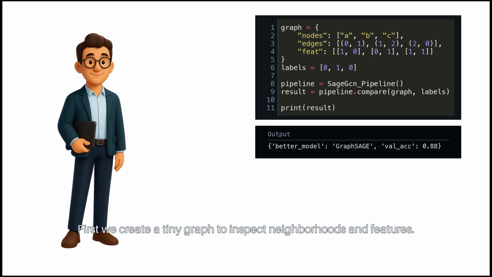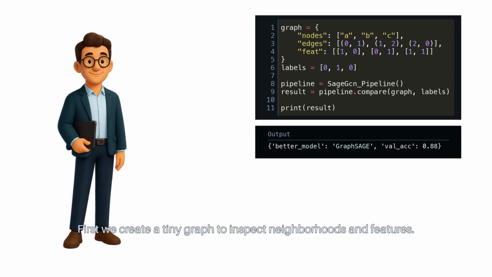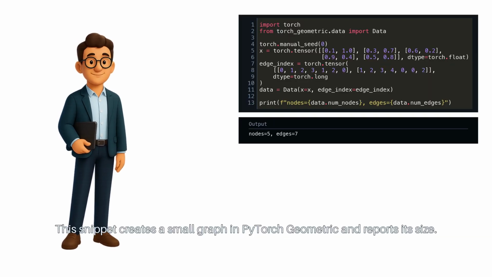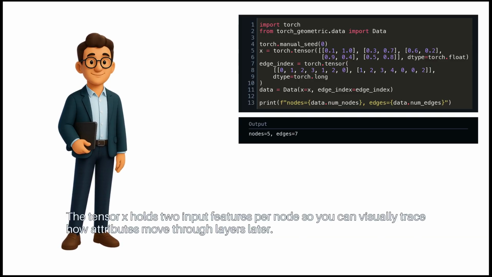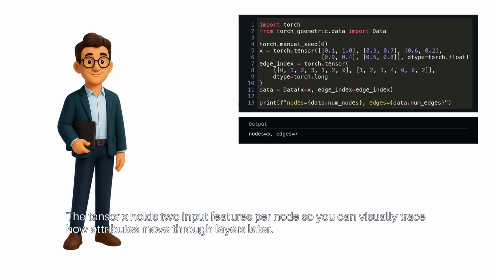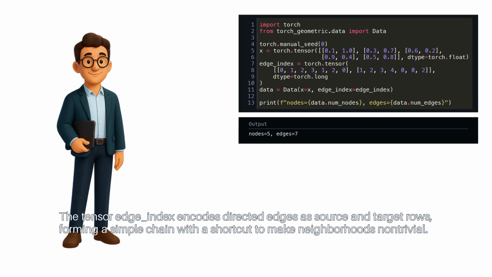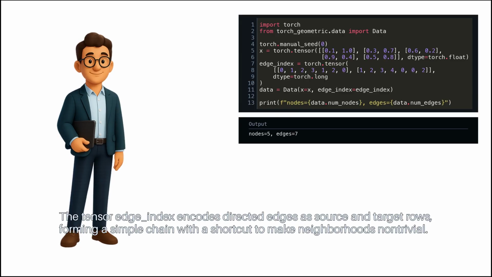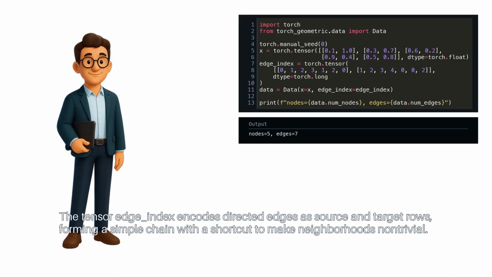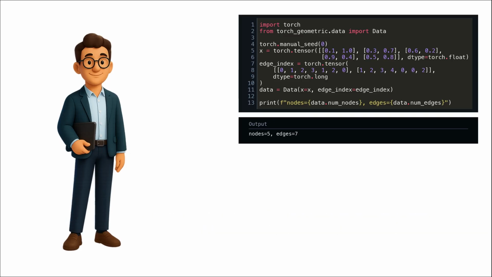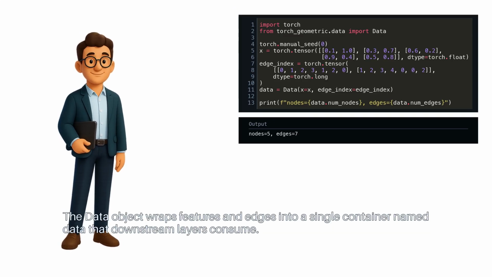First, we create a tiny graph to inspect neighborhoods and features. This snippet creates a small graph in PyTorch Geometric and reports its size. The tensor X holds 2 input features per node, so you can visually trace how attributes move through layers later. The tensor edge_index encodes directed edges as source and target rows, forming a simple chain with a shortcut to make neighborhoods non-trivial. The Data object wraps features and edges into a single container named data that downstream layers consume.